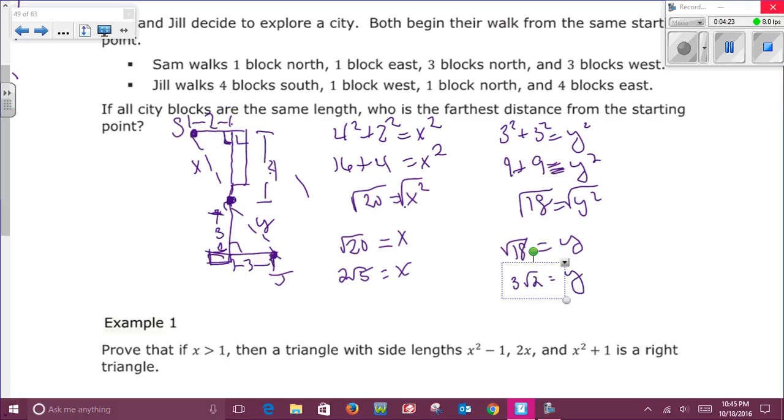So who's farther? Well, Sam is farther, because he's radical 20 units from his starting point, and Jill is only radical 18 units. So in this case, it's best not to simplify your answers, because 2 radical 5 and 3 radical 2 don't really mean anything to me, whereas radical 20 and radical 18 do. So Sam is farther.